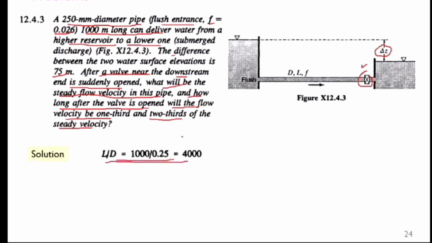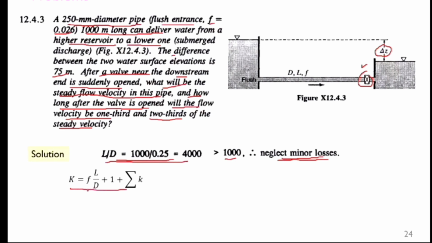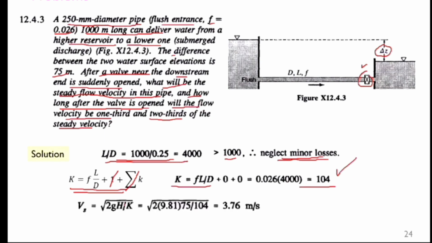L by D is 4000, so it is greater than 1000. We can neglect the minor losses. This is the K that we discussed previously. So now in this case this is 0 and this is 0, because we neglect the minor losses. We have submerged discharge, which includes the submerged discharge coefficient, so that's why we only have fL by D. Everything is given, just plug in the values. We can calculate K, and this is the formula that we developed in the last lecture for steady flow velocity.